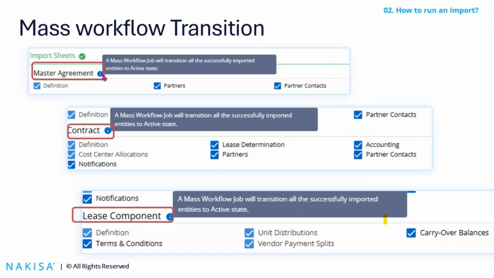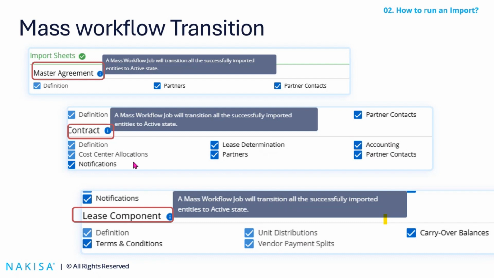Well, basically, it's notifying you or giving you the information that each object, that is master agreement, contract, and lease component, the mass workflow job will transition all the successfully imported entities into the active state. So clicking on the import icon is not only just running the consolidated upload file to create the entities, to create the objects, but also it's going to run simultaneously in the background a mass workflow job. And I'll show you an example of that as well. And that is going to change the status of the master agreement from defined to active. And similarly for contract, it's going to do the same, and same for the lease component. So this is automatically done.